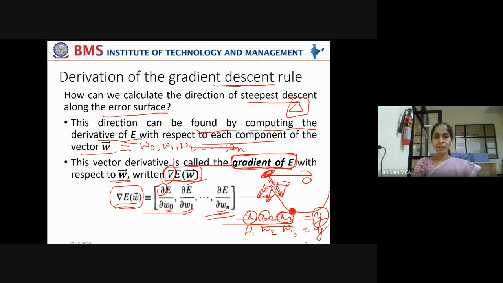That is why we are representing it like this: gradient of E, or vector derivative of E with respect to weight vector W, as partial derivative of E with respect to W naught, partial derivative of E with respect to W1, and so on up to Wn. Each weight's influence on the error measure is being calculated. That's all. That is what we mean by this partial derivative. Okay, now we'll go forward.